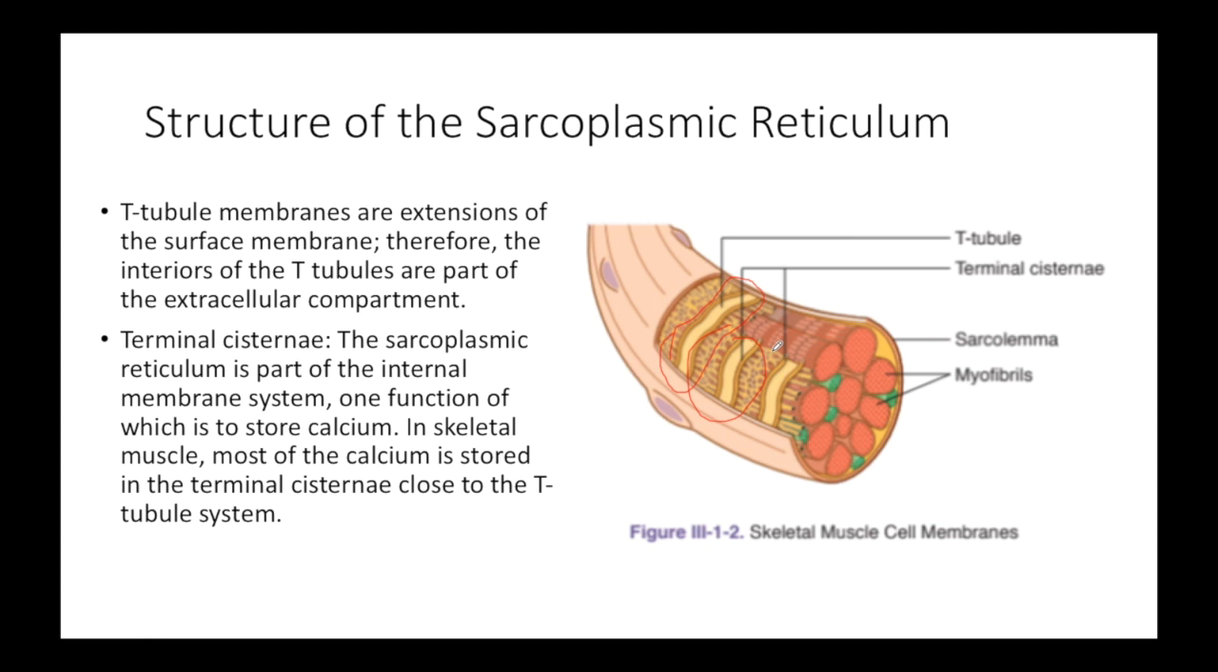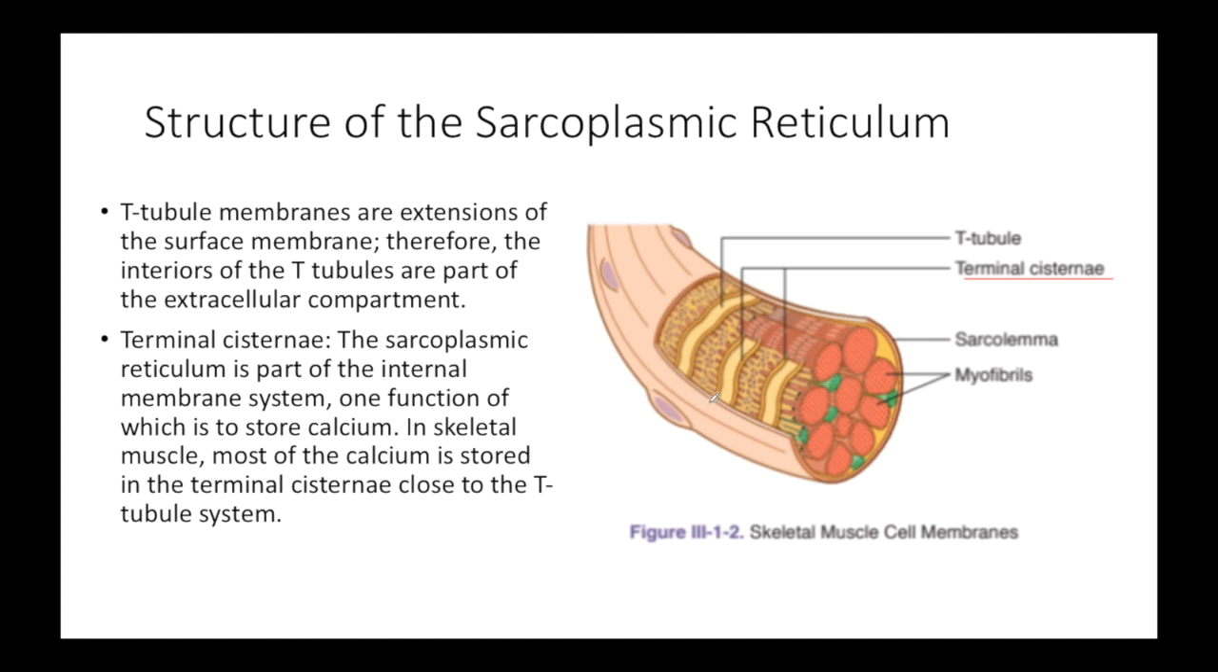And they contain T-tubules and terminal cisternae. So T-tubules are extensions of the surface membrane, and that's going to be the inner portion here. I'll clear that up for you. And these are part of the extracellular component. And then we have the terminal cisternae. This picture's a little blurry, sorry about that.